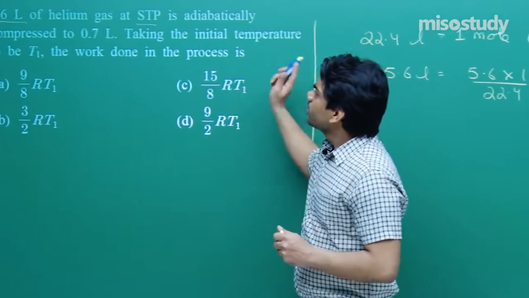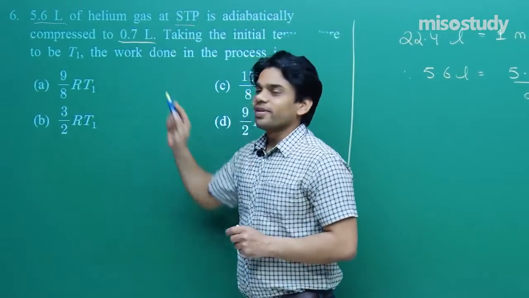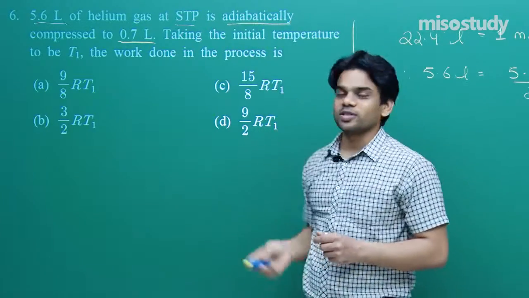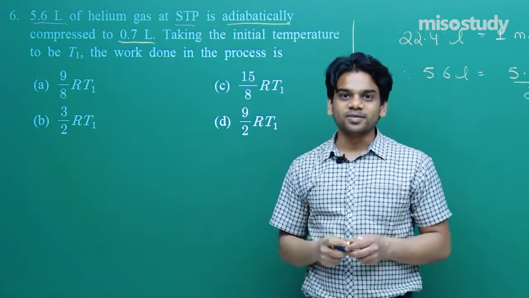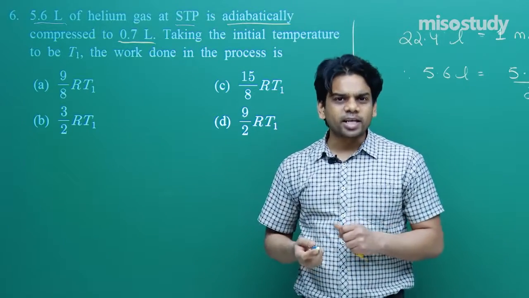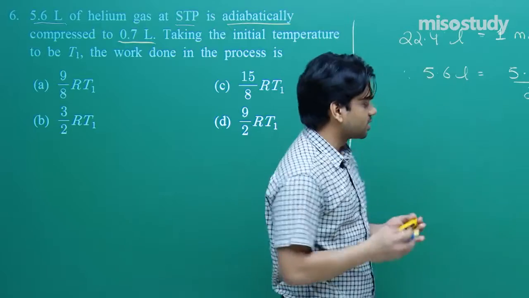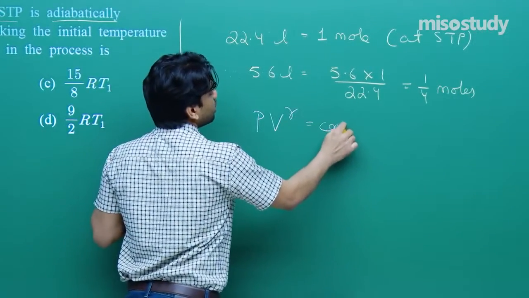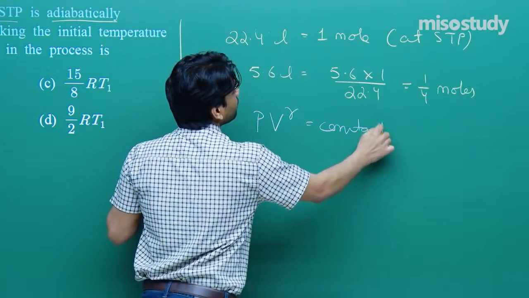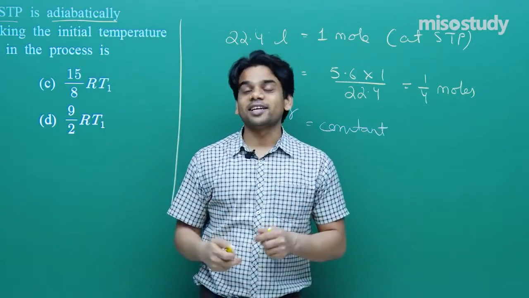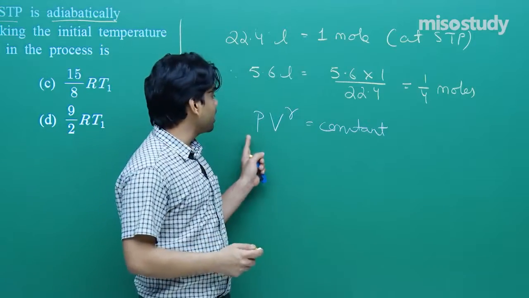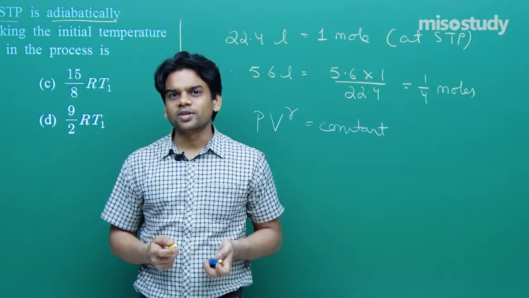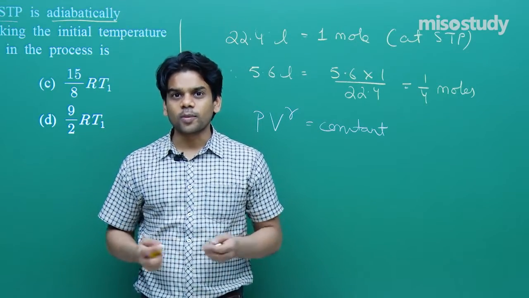Next thing you see, it is compressed to 0.7 liter and the system has gone through an adiabatic process. We all know in the case of an adiabatic process, PV to the power gamma equals constant. So how can we find out the final temperature that it has attained? Nothing is given about the initial pressure, but the initial volume and final volume are given.